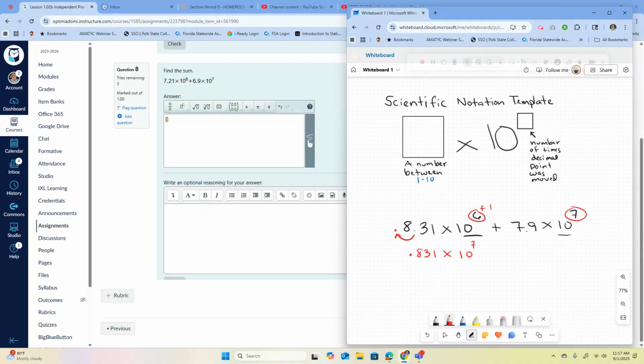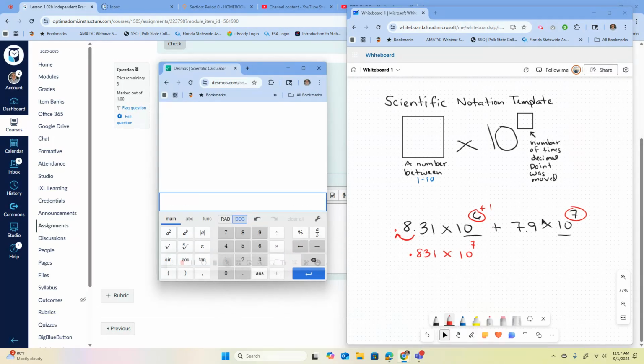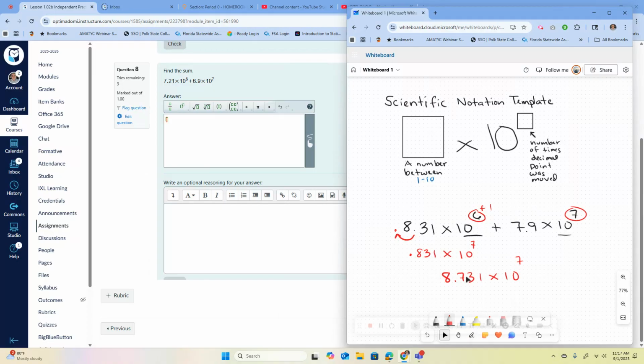Now that I have the same exponent 7 in the powers of 10, I can take my calculator and add the numbers that are not powers of 10. So 0.831, I'm going to add the 7.9. And you can see I got 8.731 times 10 to the 7th power. And that's how you do problem number 8. Remember that I changed the numbers so you can try this exercise on your own following my example. I hope this helps.